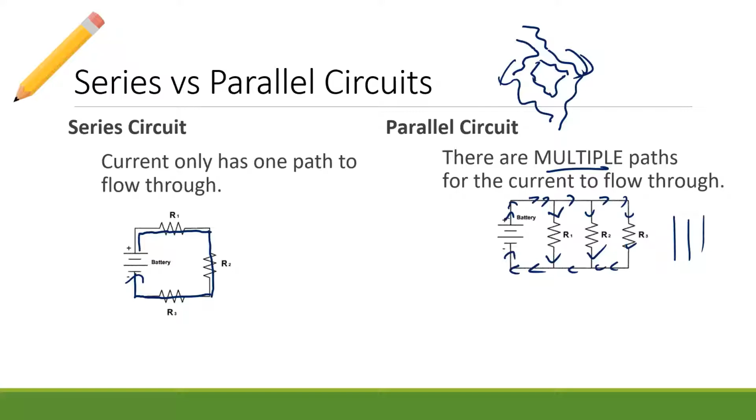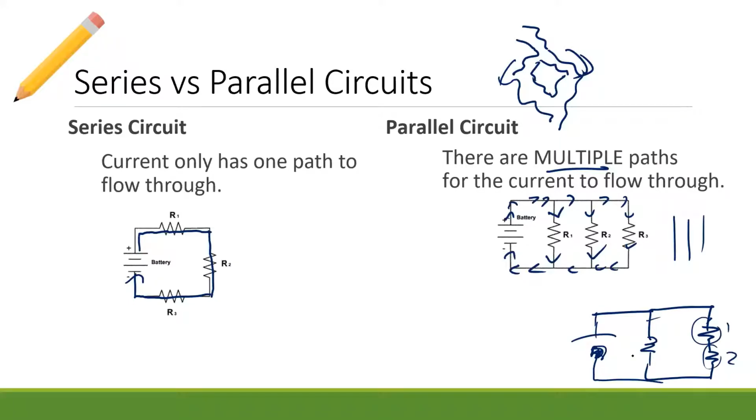You can have a parallel circuit that has a series component to it. So this is a parallel circuit with a series component because here is the parallel part and here is the series part. One, then two, one, then the other.